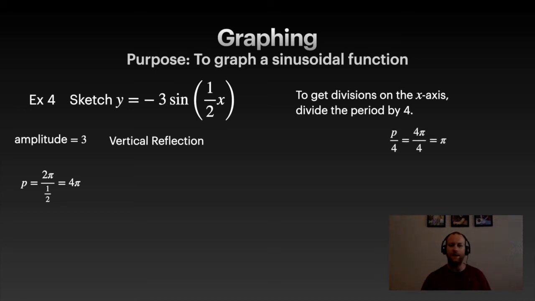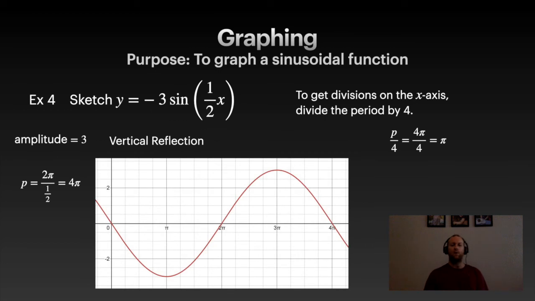So in this case, the period divided by 4, so 4 pi divided by 4 gives you pi. So when I graph this out, notice I have set the divisions on the graph by pi. So I start at 0, then I've got pi, then I've got 2 pi, then I've got 3 pi, then I've got 4 pi. And at each of those divisions, that's where I'm putting a point.